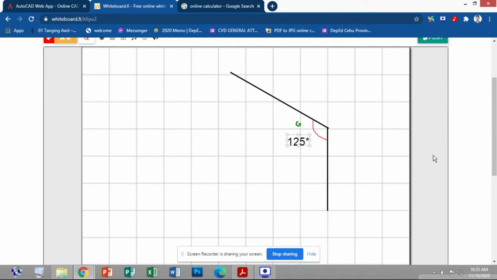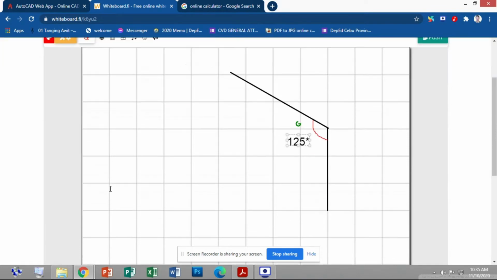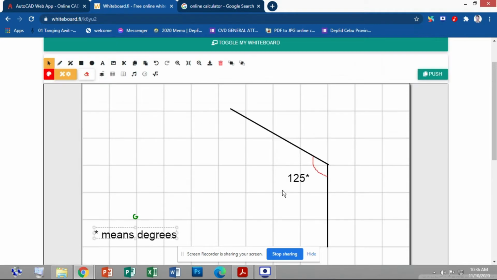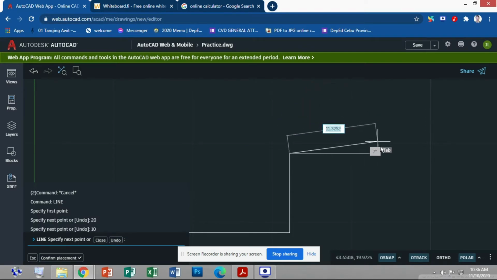Okay. 125 degrees. So let me just write an asterisk saying asterisk means degrees kasi ang hirap na all with 125 degrees tapos ita-type mo yung whole word na degrees. So ganyanin na lang natin. So we have 125 degrees. Our angle in AutoCAD actually is starting in this location which is the first quadrant.